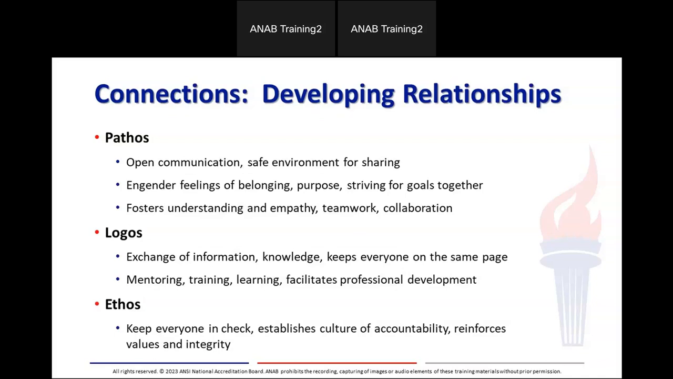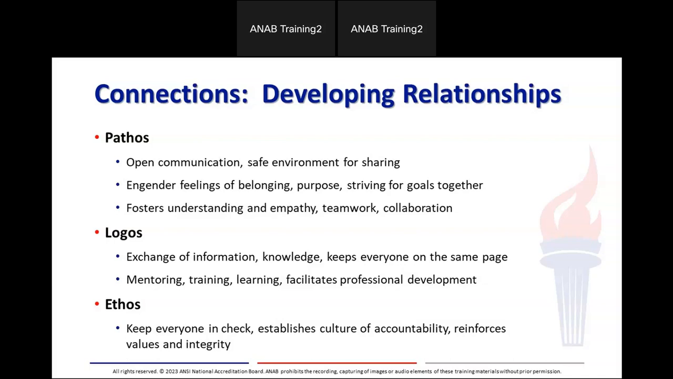So let's talk a little bit about connections and developing these relationships, because connections is all about that. Connections relate not only to the feelings of the organization, but also the ethos and the logos of the organization. We need strong connections or relationships with our customers, our vendors, our colleagues, our partners, our stakeholders, and then developing these relationships and providing that open communication culture so individuals have a safe environment for sharing. This safe environment, having individuals feel that open communication will engender feelings of belonging and a shared purpose. So individuals will feel like they're part of the team, striving for goals together. So that will help foster understanding, build trust and empathy.